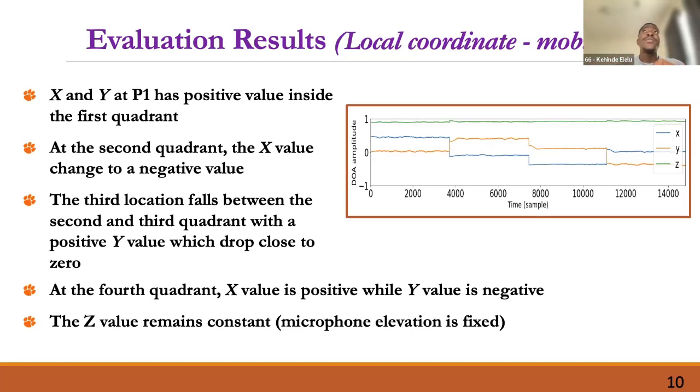After the first position, moving to the second position, the X value changed to a negative value, which means our equipment had entered the second quadrant. For the third position, the equipment moved slightly in between the third and the fourth quadrant. For the fourth position, the equipment moved to the fourth quadrant, and we have an X value of positive and a Y value of negative. As I said earlier, the Z value is the same because the elevation did not change throughout the experiment. Once you change the elevation of the microphone array, the Z value will also change, and you will notice based on the result you get.